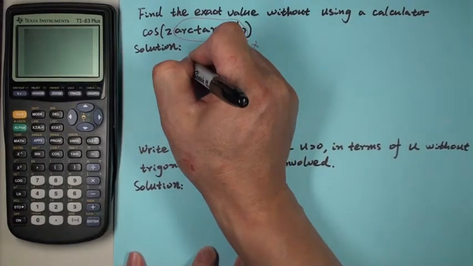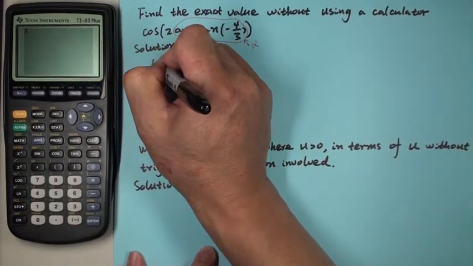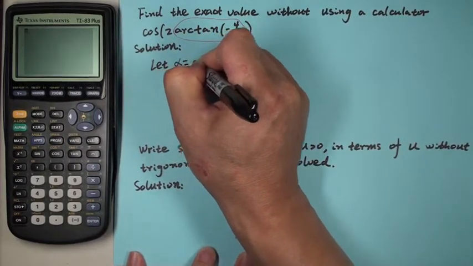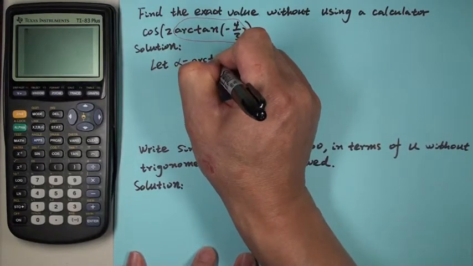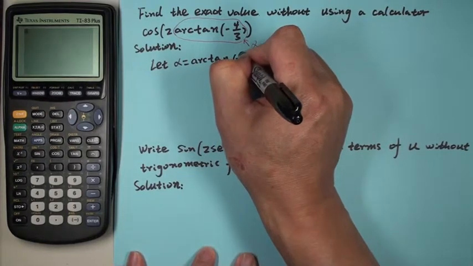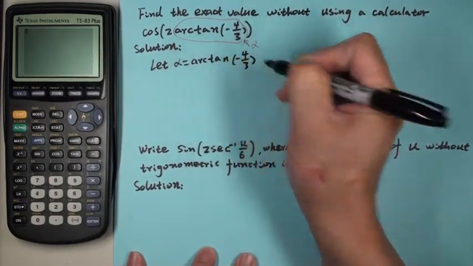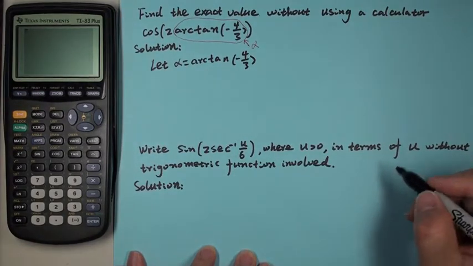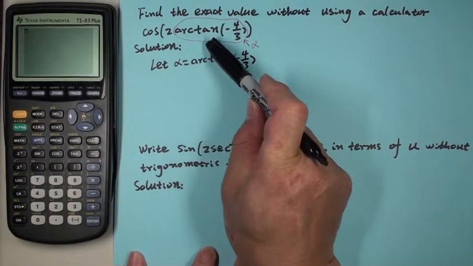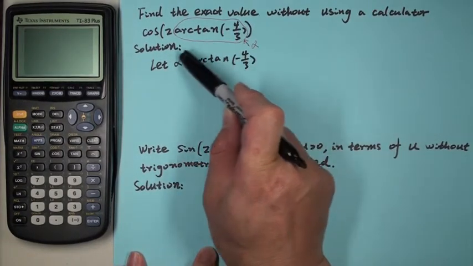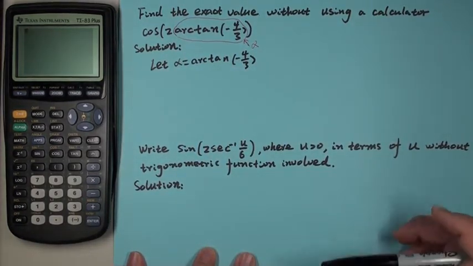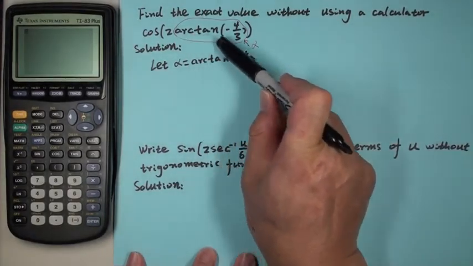The first fact is you let alpha equal arctangent of negative 4/3. That's the first thing. The second fact is that cosine of 2 arctangent of negative 4/3 will actually be cosine of 2 alpha. We will deal with that later. So let's see, alpha equals this quantity.